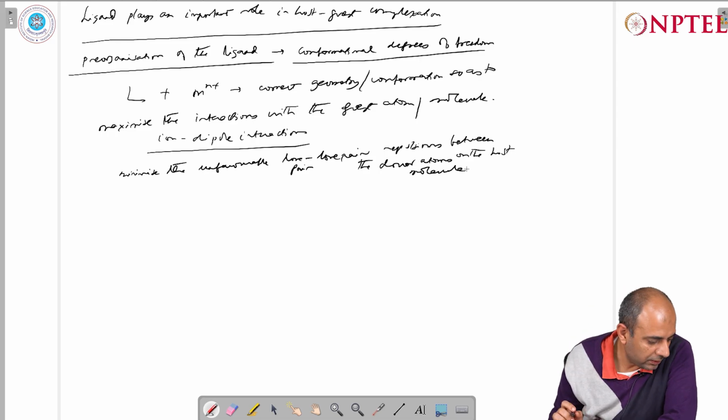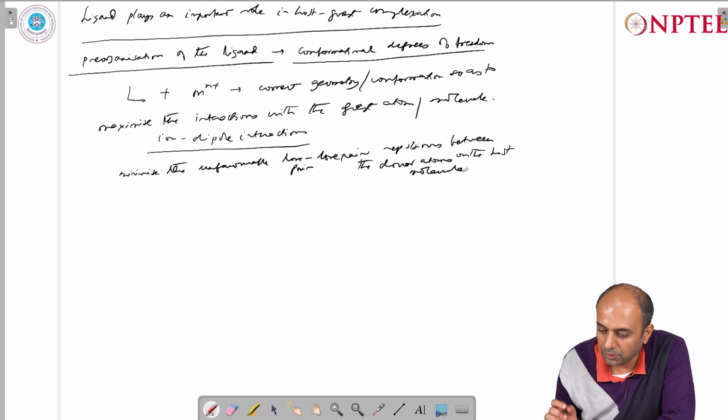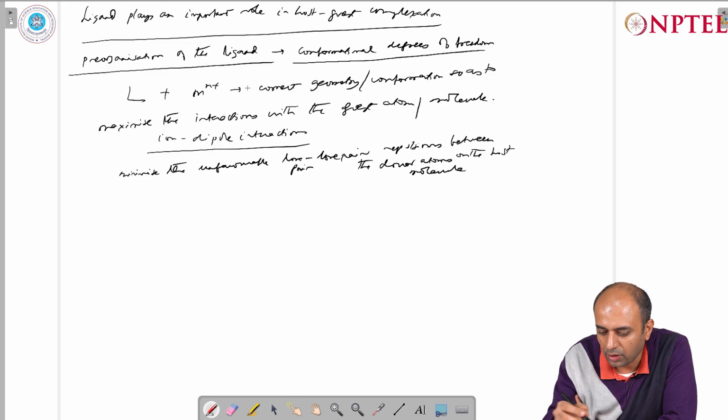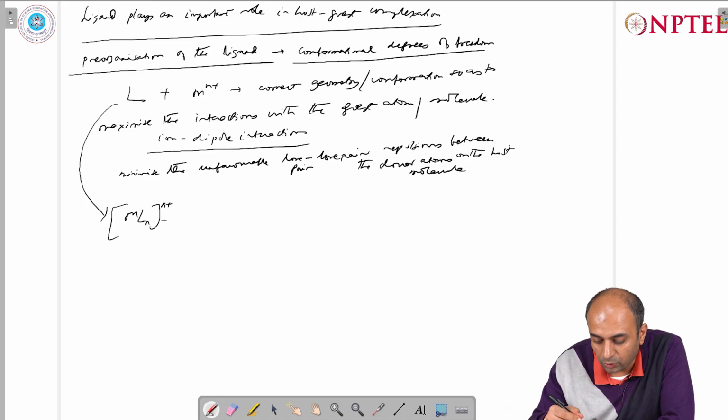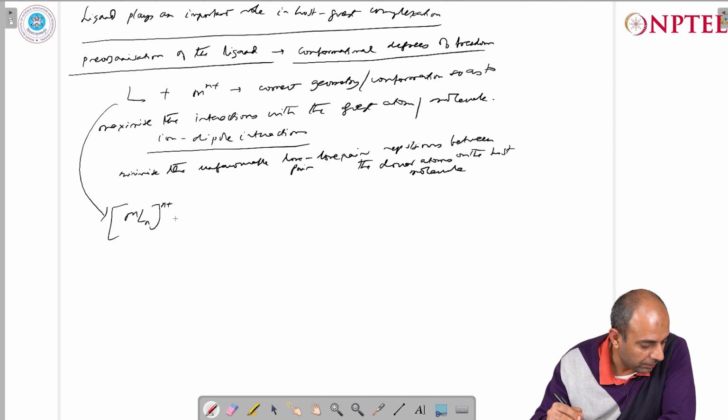Why do we have to minimize these unfavorable interactions? Because these unfavorable interactions are going to be also present in the complex. So, when you form the MLn n+ complex, you will see that these unfavorable lone pair repulsions are also going to be present in the complex. Therefore, these also have to be minimized.